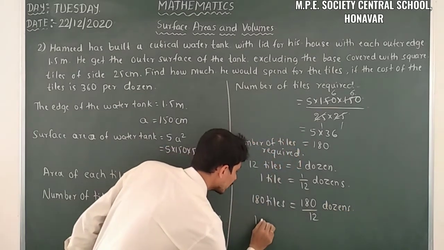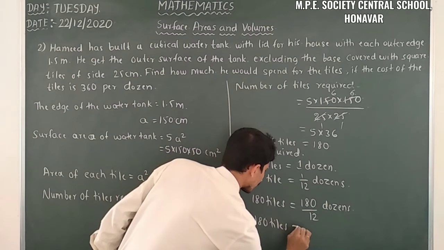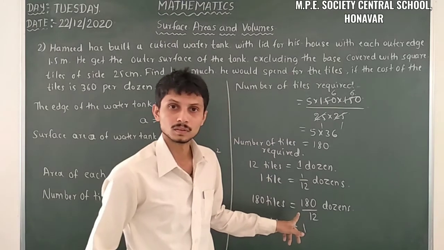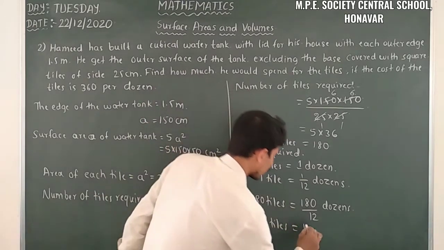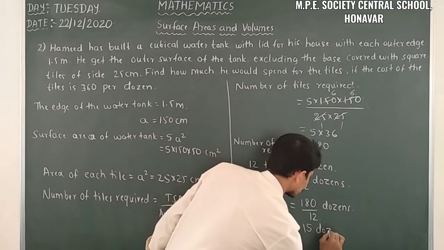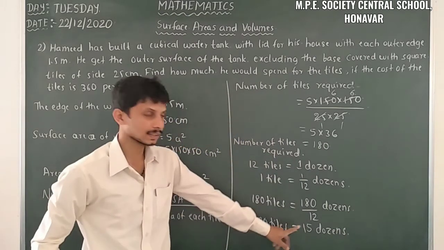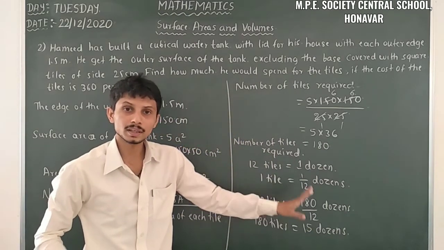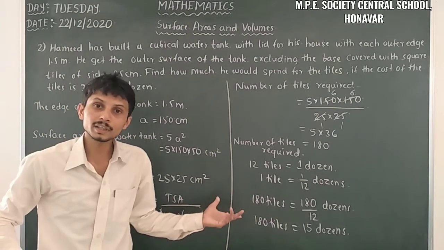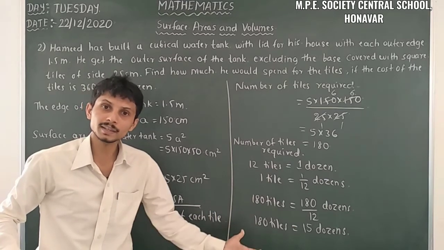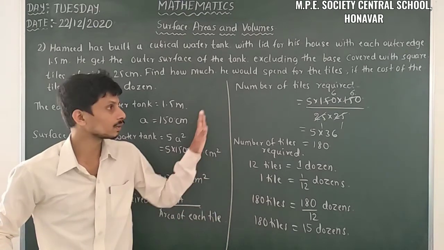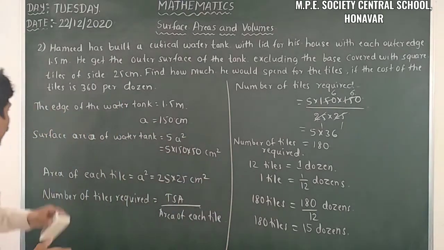That is 180 tiles is equal to, 12 into 1, 12, so we have 6, 12 into 5, 60, so it is over. That is 15 dozens. So 180 tiles is equal to 15 dozen. It is given that 360 rupees per dozen, so firstly we have to know how many tiles make a dozen, and we have 180 tiles. That means how many dozens we have, firstly we have to find out, then we have to find out the cost of that. So let us, I will rub this part here.